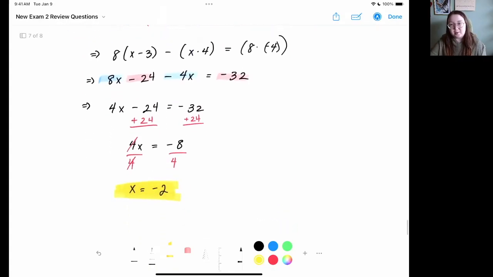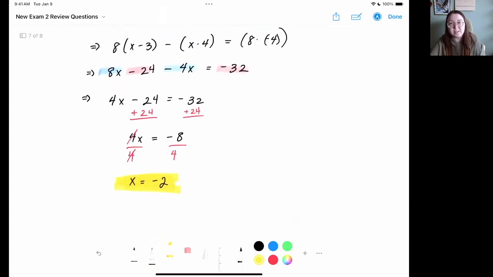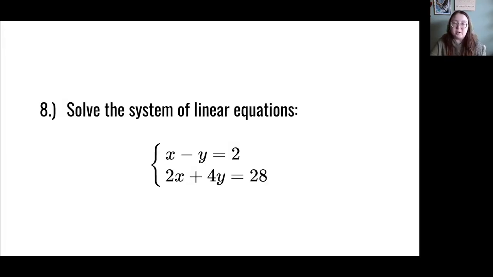All right, so let's go ahead and do our last one. This will be our last one, number 8. So number 8, we want to solve the system of linear equations. We've got x minus y equals 2 and 2x plus 4y equals 28.